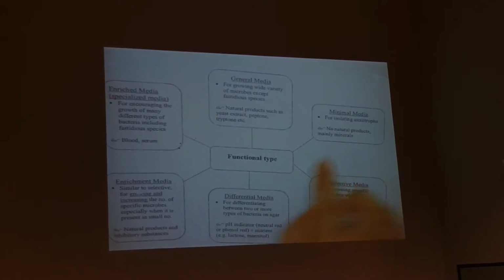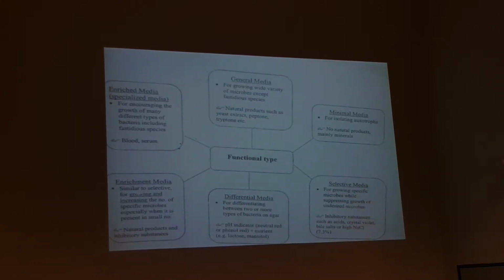Okay, so this is for general media. Minimal media is meant for isolating auxotrophs. The word auxotroph means that it cannot produce certain growth factors, but requires them to grow. So this minimal media can be used to identify these auxotrophs.